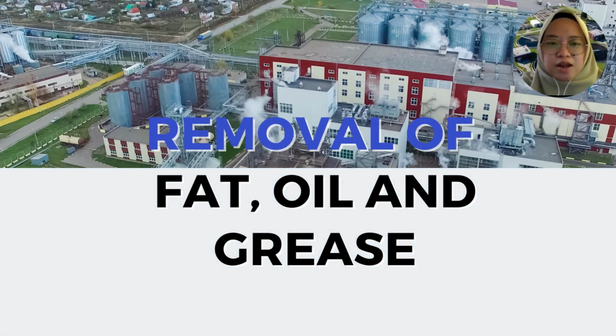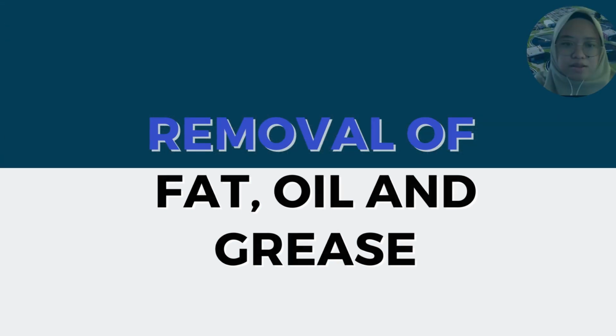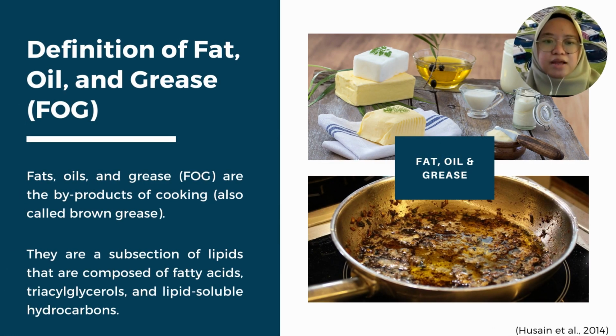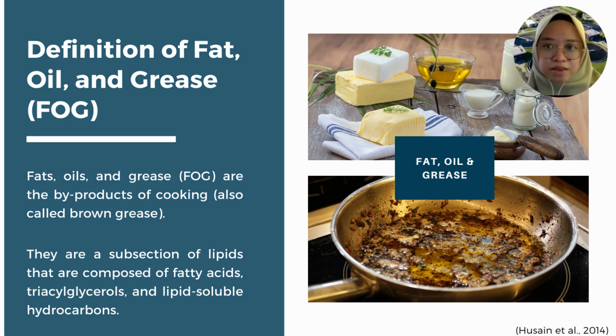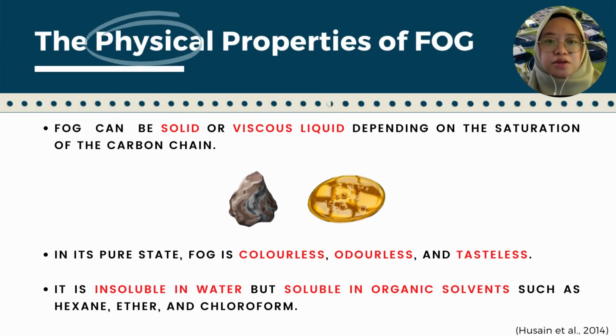Thank you, Adina. Now I will be explaining the treatment applied in the wastewater treatment plant for the removal of fat, oil, and grease. But first, let us look at the definition of fat, oil, and grease, FOG. Fats, oil, and grease, FOG, are the byproducts of cooking, also called brown grease. They are a subsection of lipids that are composed of fatty acids, triacylglycerols, and lipid-soluble hydrocarbons. Here are some of the important physical properties of FOG.